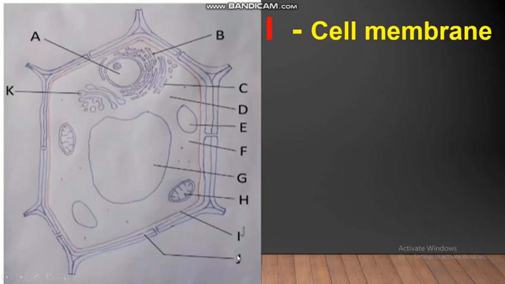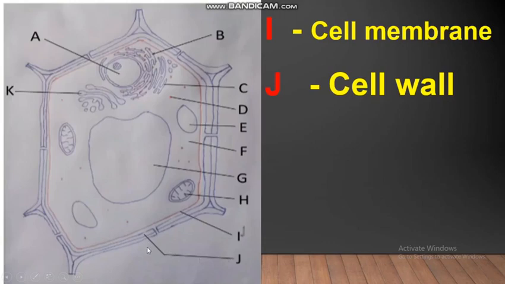Let us now identify the part labeled J. The part labeled J right here is the cell wall. And what is the function of the cell wall? The general function of the cell wall is to protect the cell against any damage and infections. Apart from that, it also gives a cell its fixed shape. That is the function of the part labeled J, which is the cell wall.